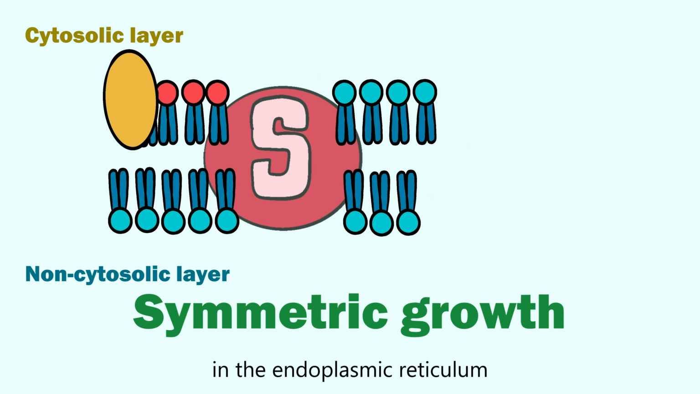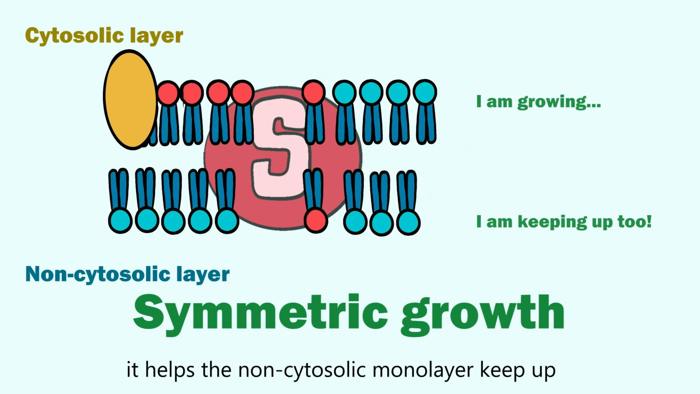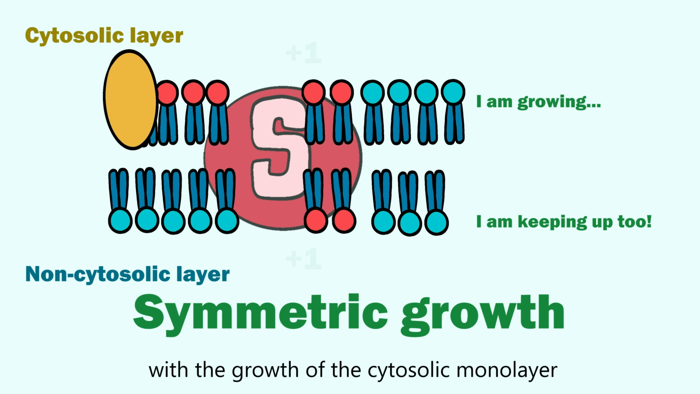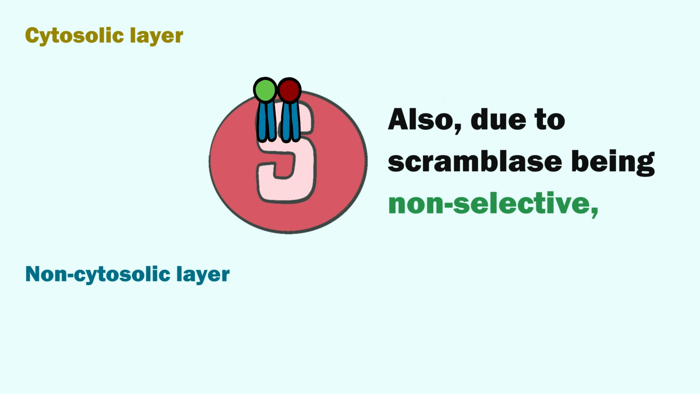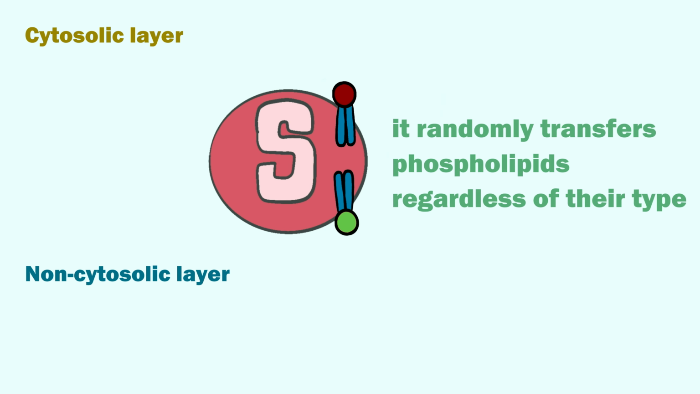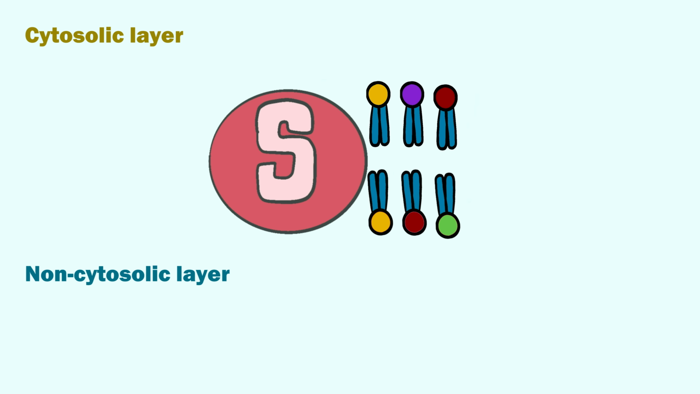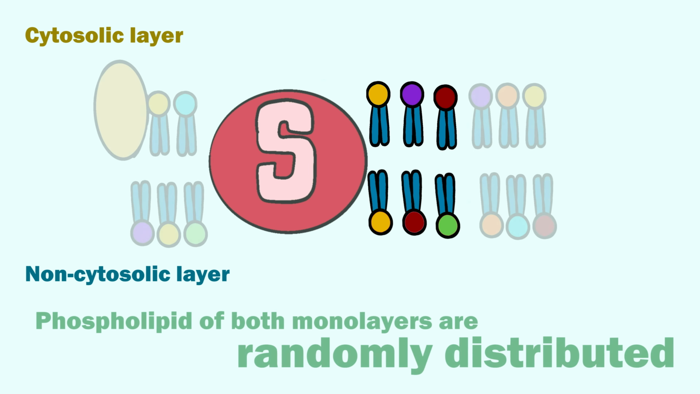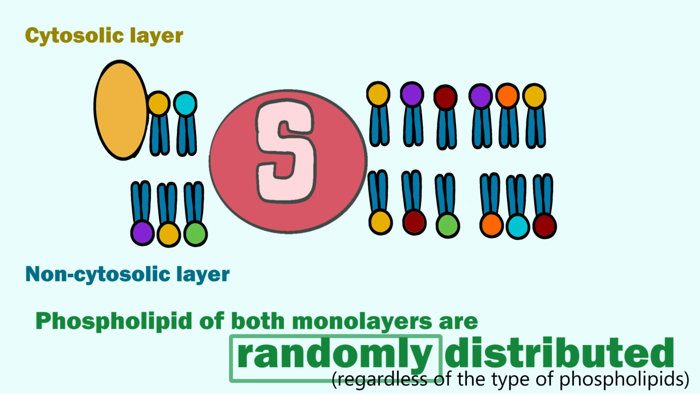In the endoplasmic reticulum, it helps the non-cytosolic monolayer keep up with the growth of the cytosolic monolayer. As a result, phospholipids are randomly distributed in the ER membrane, regardless of the type of phospholipids.